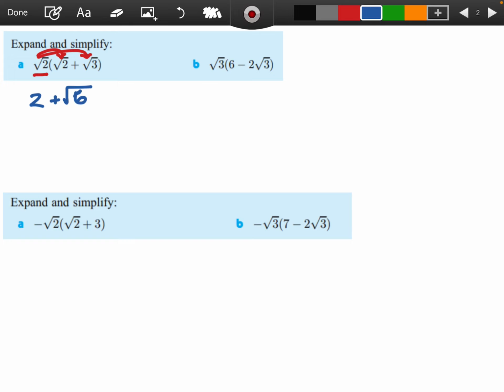Moving on to example B, again with a positive radical sitting out in front, we are going to multiply said positive radical into our set of brackets. So the first multiplication we have is root 3 times 6, giving me 6 root 3. Second multiplication, positive root 3 times negative 2 root 3, so that's going to be negative 2, and then the root 3 times root 3 gives me 3. So simplify a little bit further, 6 root 3 minus 6.